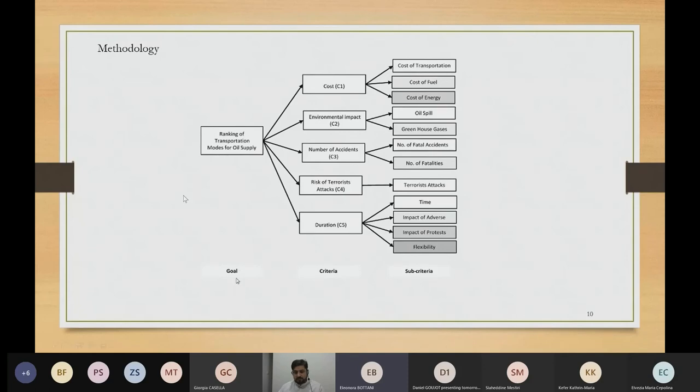From the figure you can see that the goal is ranking our transportation modes for oil supply, specifically from the Pakistani perspective, the developing country perspective. Then we have different criteria. One is cost. Definitely, developing countries want to reduce this cost. Environmental impact is very, very important. We want to consider this while transporting fossil fuel.